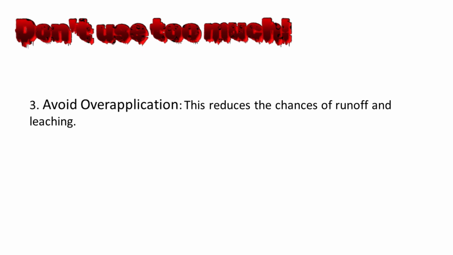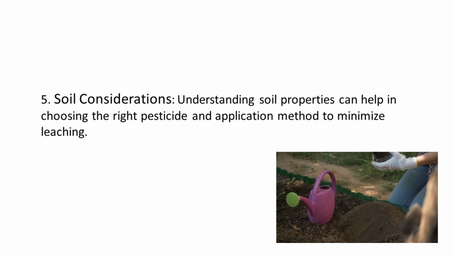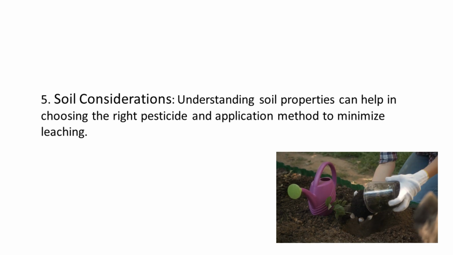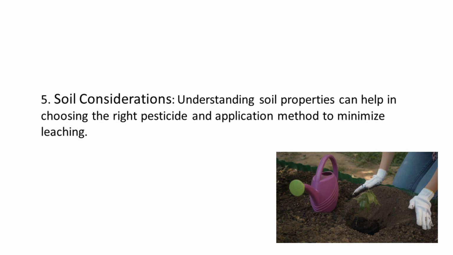Avoid overapplication. This reduces the chances of runoff and leaching. Buffer zones. Establishing buffer zones near water bodies can prevent pesticides from entering these sensitive areas. Soil considerations. Understanding soil properties can help in choosing the right pesticide and application method to minimize leaching.